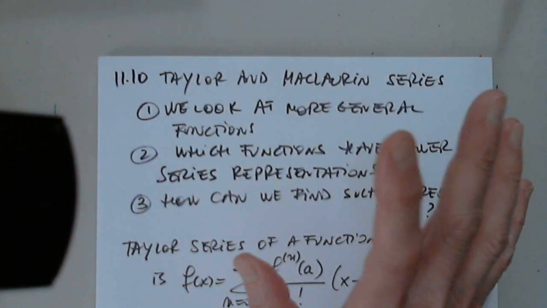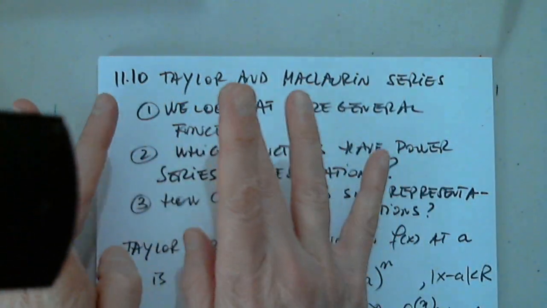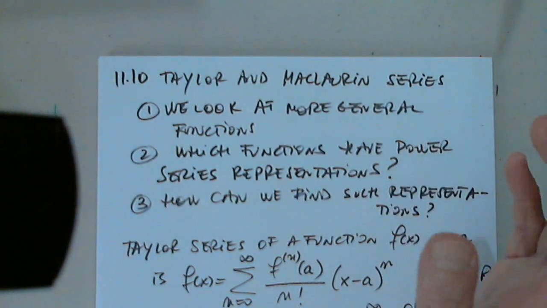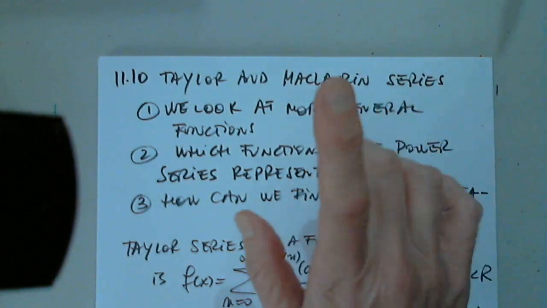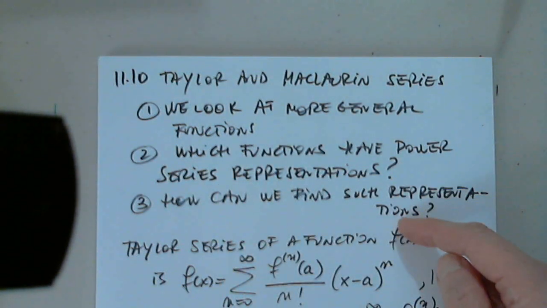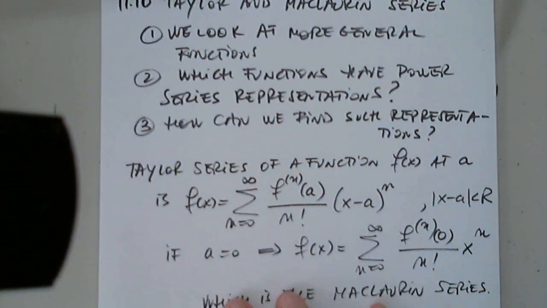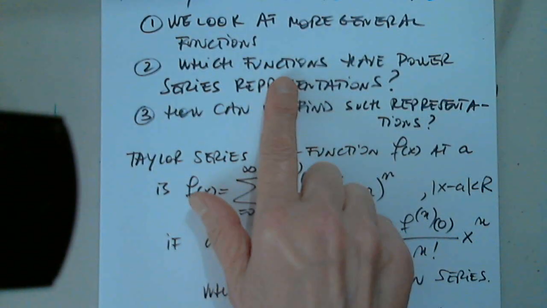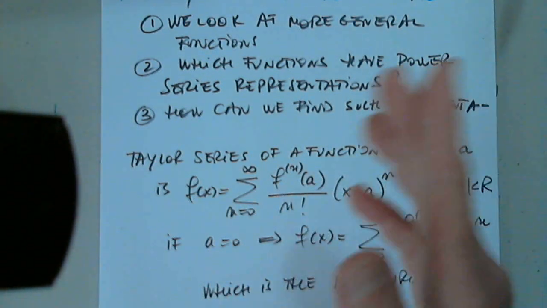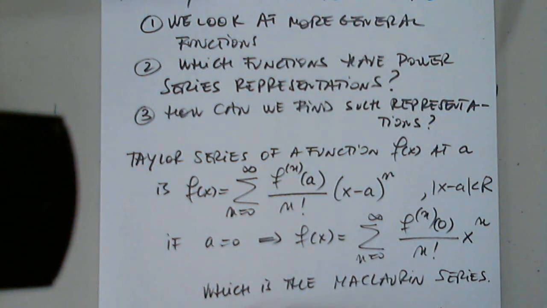Hello again. This time we're going to talk about Taylor and Maclaurin series. Maclaurin series is a special case of the Taylor series when a is 0. So we look at more general functions, which functions have power series representations, and how we find such a representation for a function. And vice versa: if we have a power series representation, can we determine the function that it belongs to?